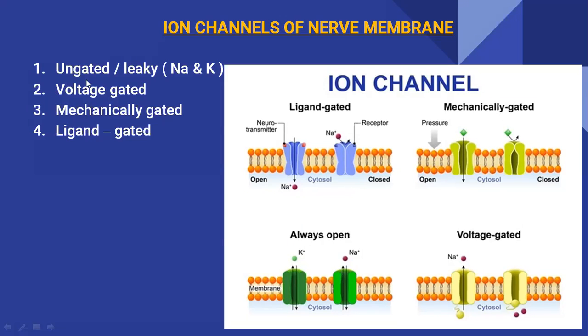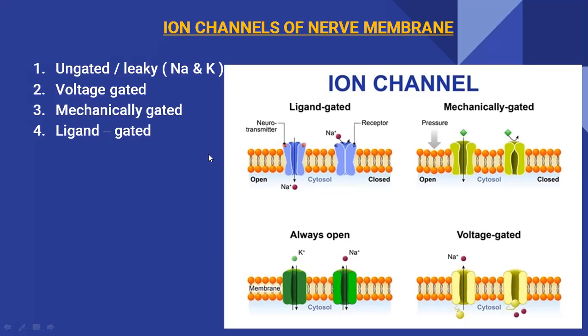All these receptors will have mechanically gated channels. These mechanically gated channels open due to mechanical stimuli. When the mechanical stimulus is applied, these channels open, and that leads to the generation of an action potential. And the fourth type of channels are ligand gated channels.